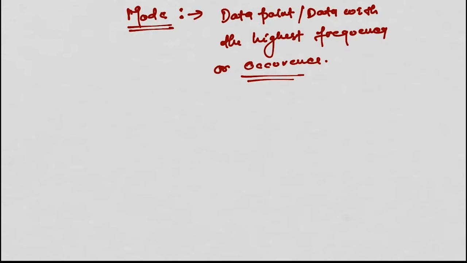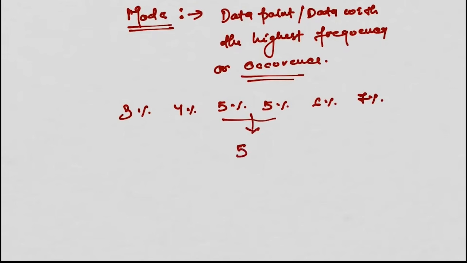So look into the data. 3%, 4%, 5%, 5%, 6%, 7%. Which data is coming with the highest frequency? 5. It is coming the maximum number of times, 2. Other data points are coming just one time. So 5% is the mode of the data.